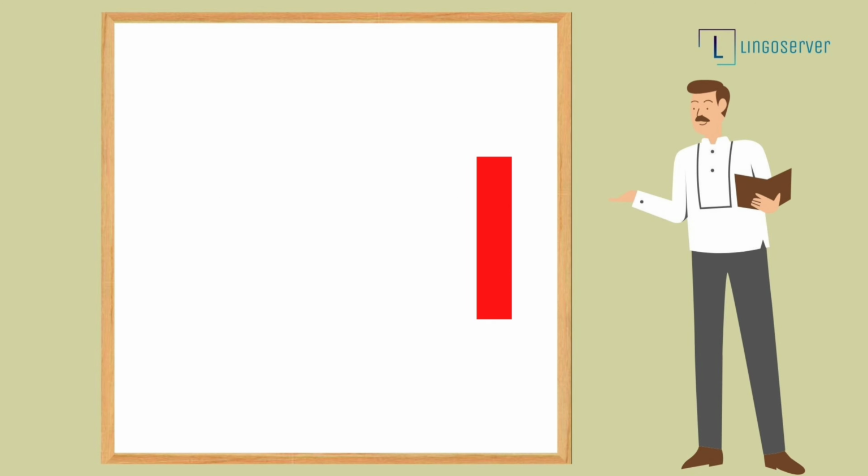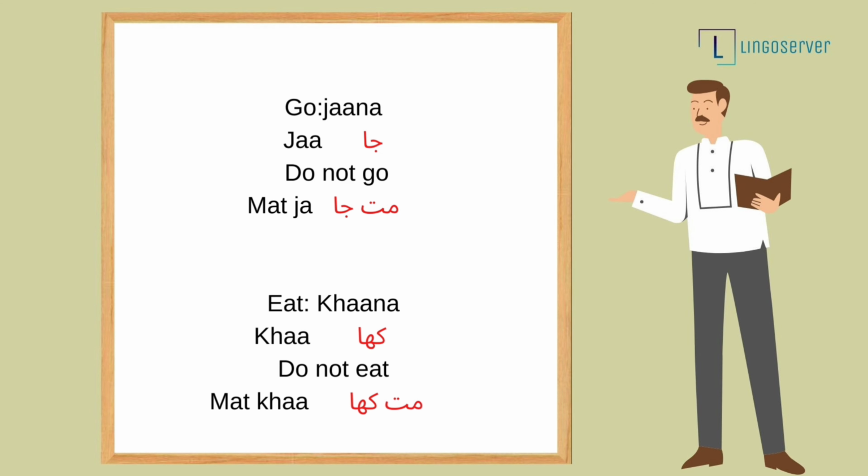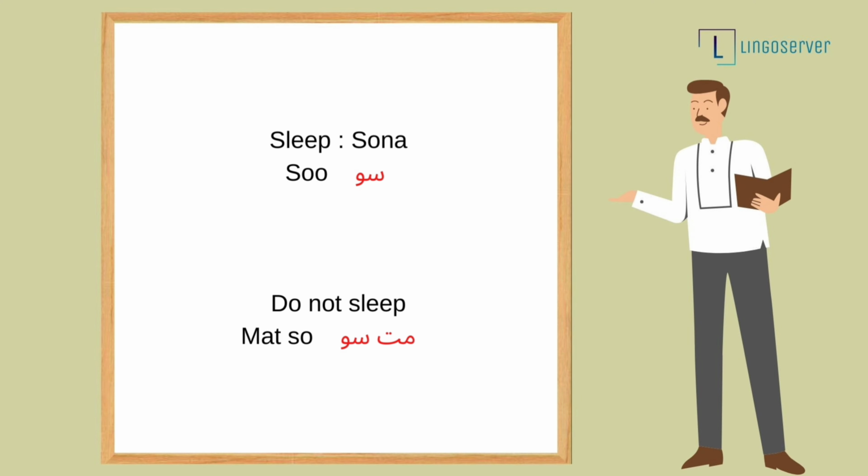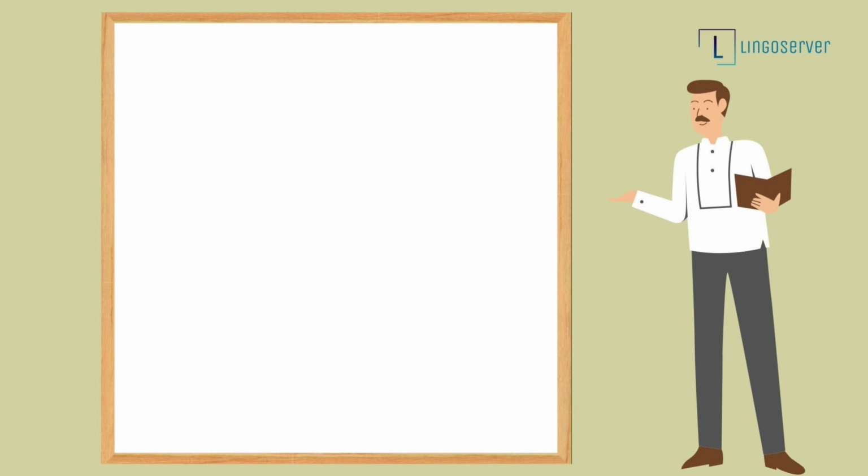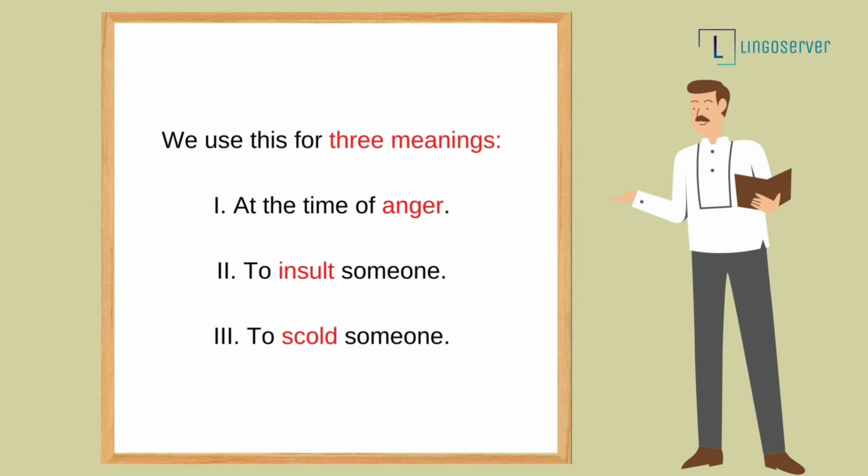For example, go, ja. Do not go. Mat ja. Eat, kha. Do not eat. Mat kha. Sleep, so. Do not sleep. Mat so. We use this one for 3 meanings. First, at the time of anger. Second, to insult someone. Third, to scold someone.